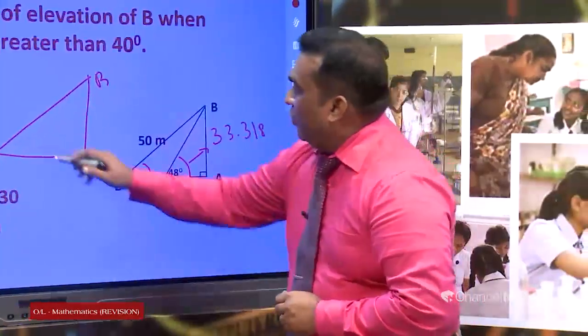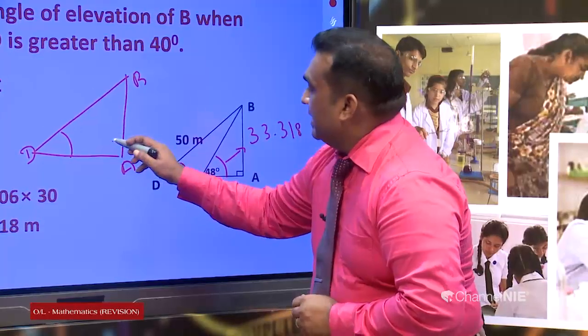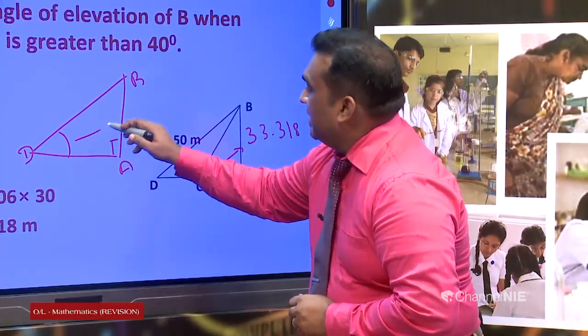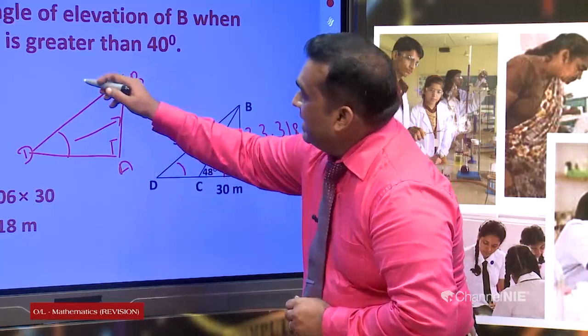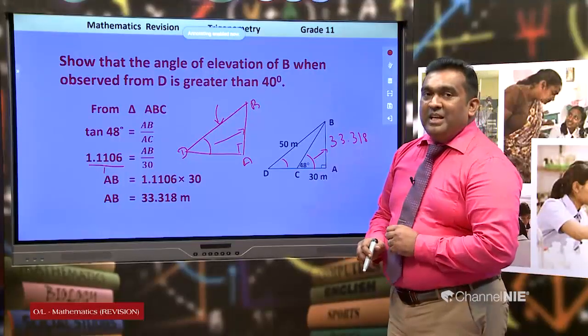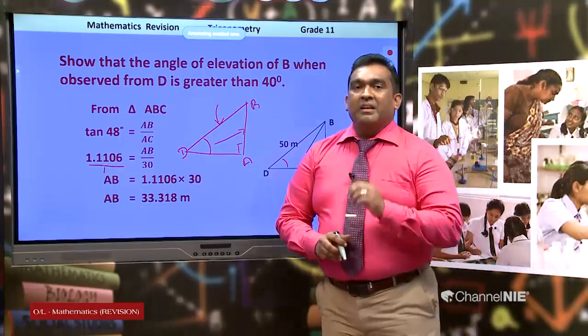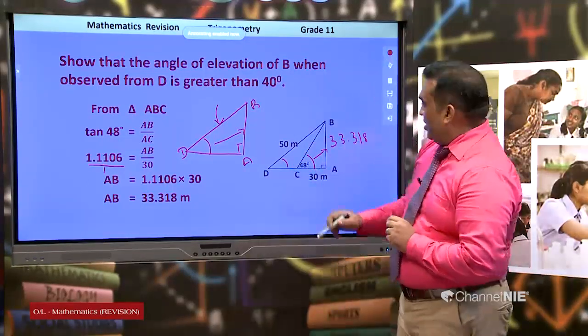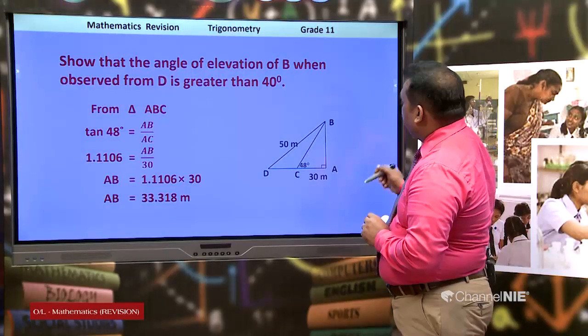Here at D, we want to find out this angle. It is clear that this is 90. This is your opposite side, and this is your hypotenuse. Directly you can apply the sine ratio. Right, we will see how to do it.